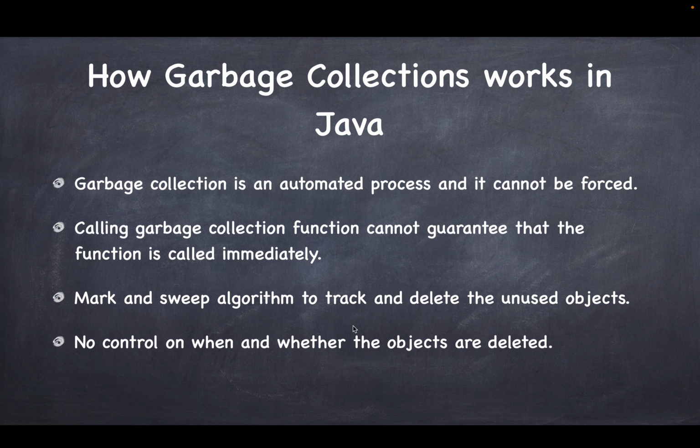So we will see in the next slide how that is happening. But for now, just remember this term. Mark and sweep algorithm is used to track and delete the unused objects by the garbage collector in Java. As I told earlier, we as developers don't have any control over when and whether the objects are deleted or not. It's completely with the garbage collector.